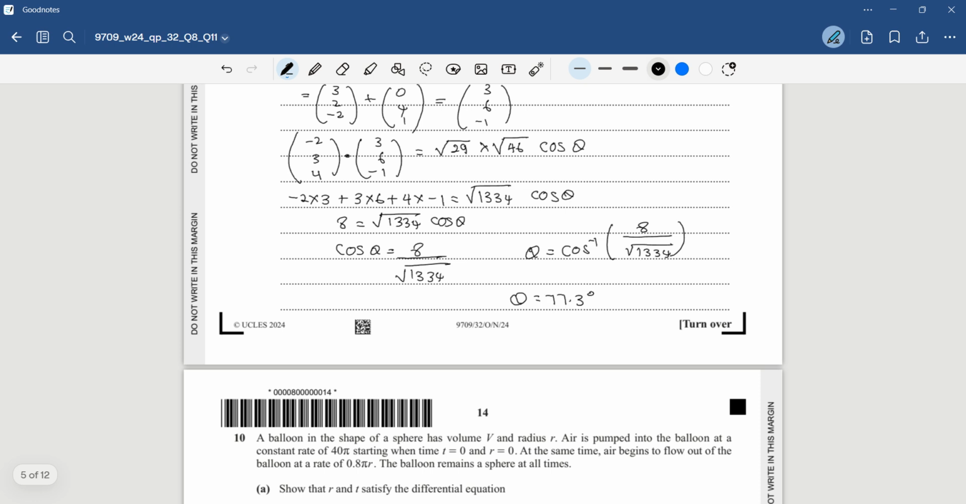Therefore, my theta will be 77.3 degrees. Make sure if you give your answer in degrees, you have this particular symbol, or else it will calculate it as a radian. You can give your answer in radians as well, so it doesn't matter at all.